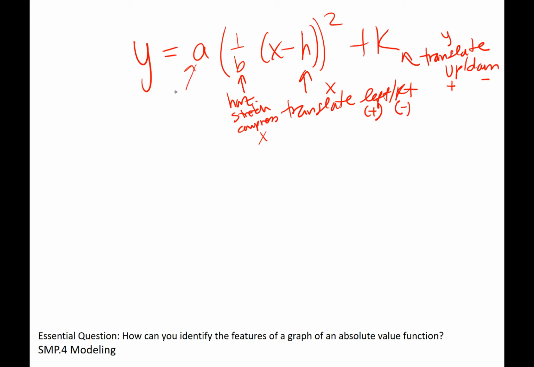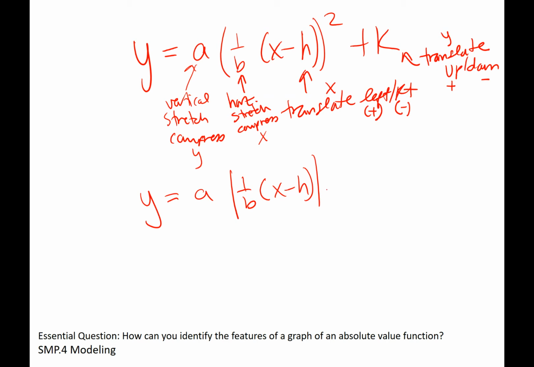This one here is the vertical stretch or compression. Okay, and it affects the y value. All right, so now let's look at today's function. So our new function is y equals a times the absolute value of 1 over b, x minus h, plus k. The only thing that changes, we swap these absolute value signs for the squared.